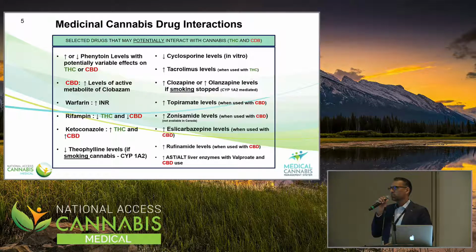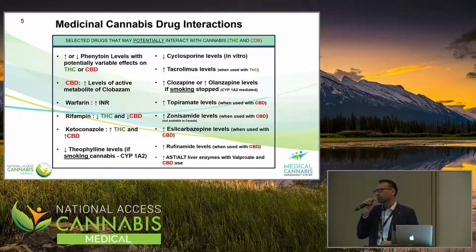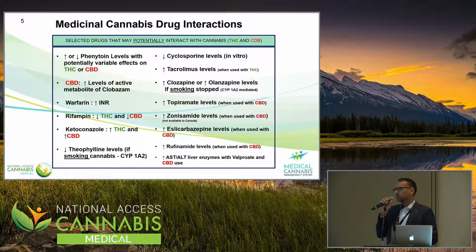Clozapine and olanzapine, there are two medications that might be influenced if smoking is suddenly stopped. So, when you're smoking cannabis, your cytochrome 1A2 levels may increase, resulting in more metabolism. And then if you suddenly stop smoking, there's a possibility that the levels of the drug that was metabolized via that enzyme are going to increase.